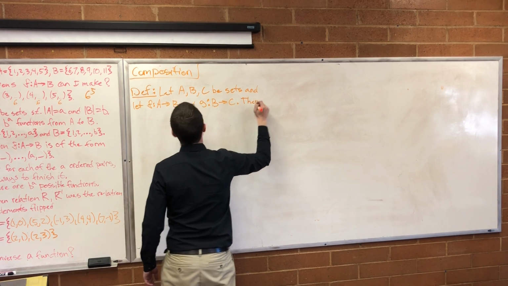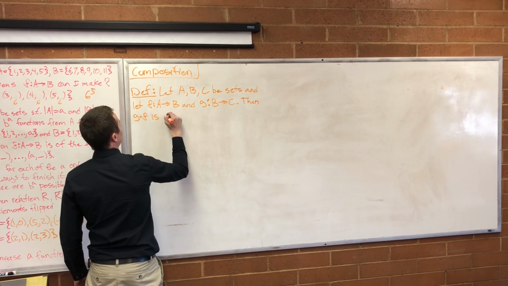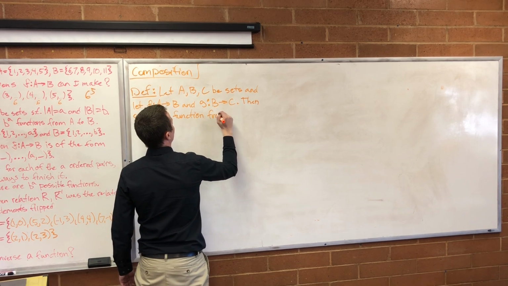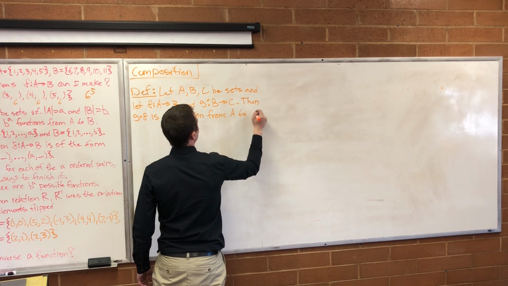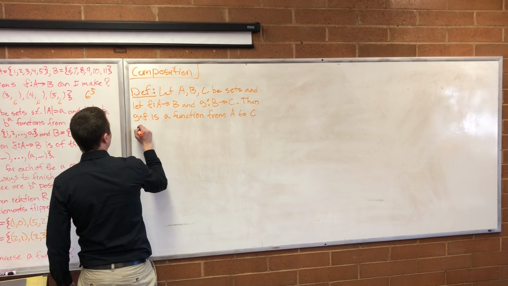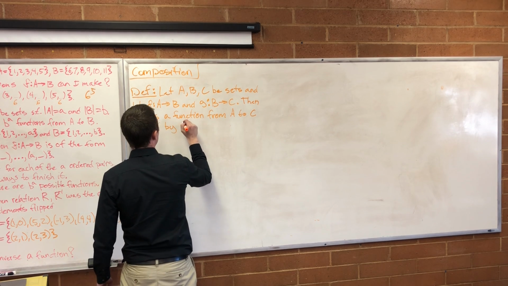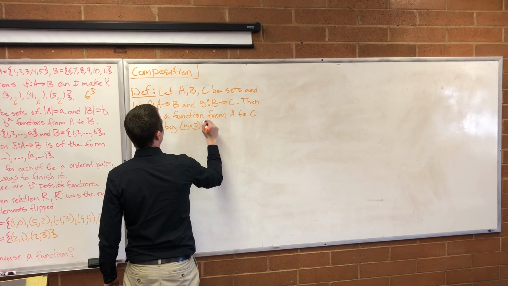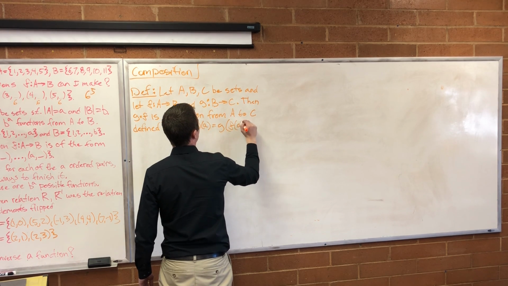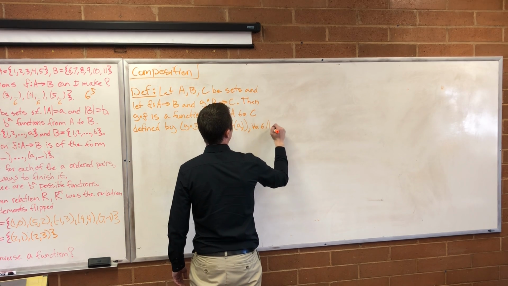Then G composed with F is a function from A to C defined by G composed with F of A is equal to G of F of A for all A in big A.